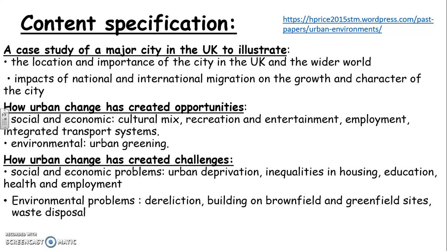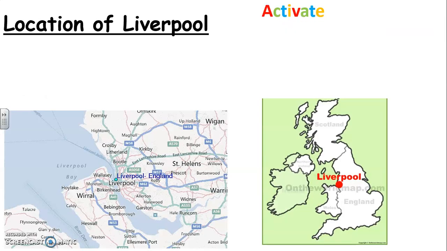We also need to look at how urban change has created opportunities. So what good things have happened because of change within Liverpool in terms of social and economic opportunities and some environmental opportunities. We also need to have a look at how urban change has created challenges. So what problems have been made, social and economic problems and environmental problems as well. So there's quite a lot of stuff that we've got to look at.